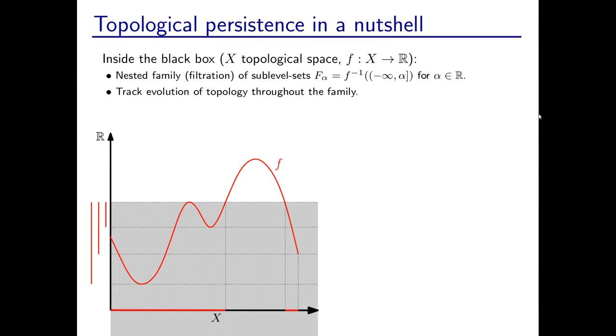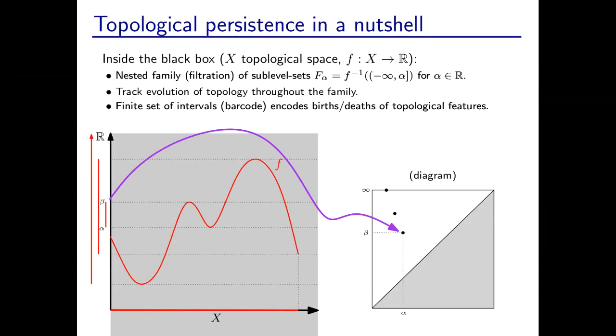So we stop. Each time we create a connected component, we start an interval, and each time a connected component gets merged, we stop the corresponding interval. I do that until plus infinity. And the way to get the diagram is to use the endpoints of each interval as the coordinates of a point in the plane, and then you get a diagram.